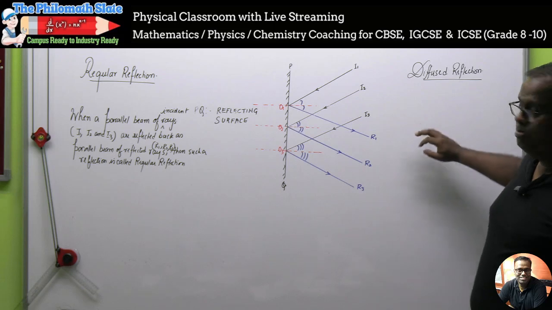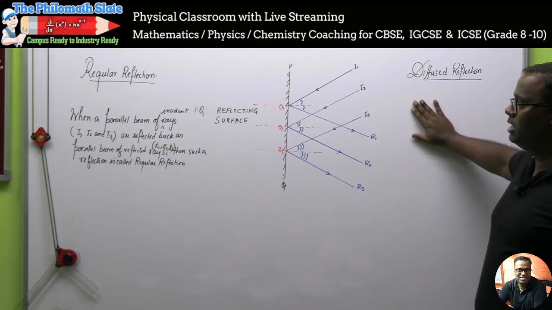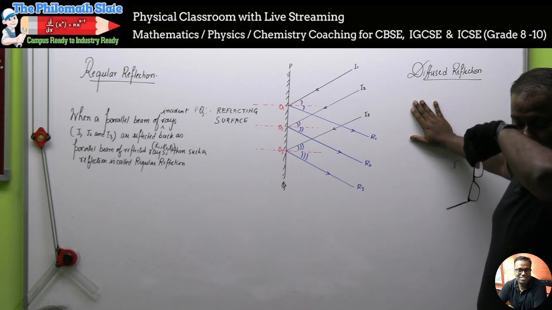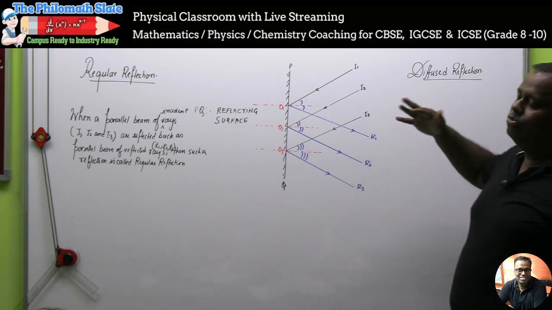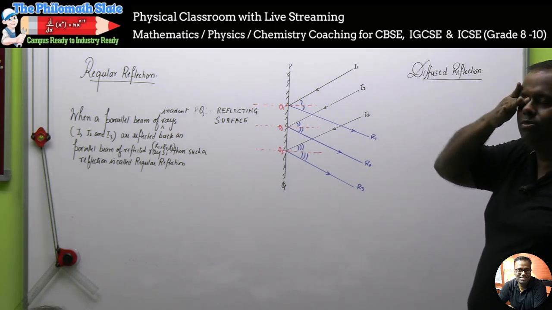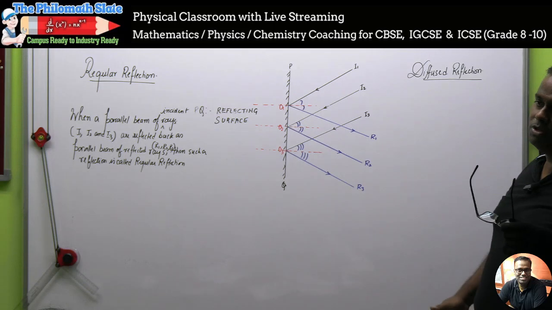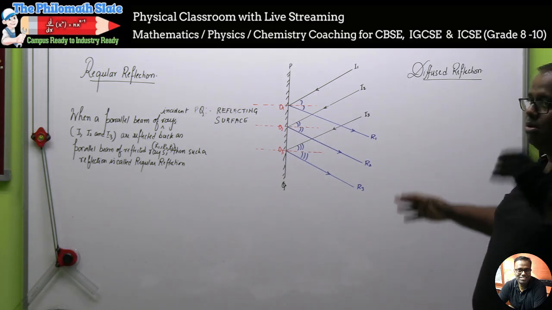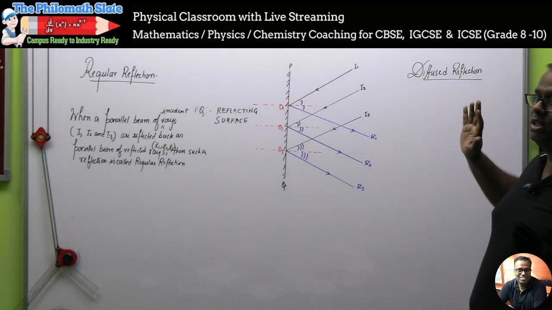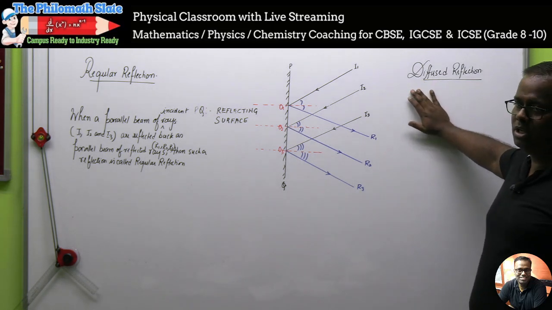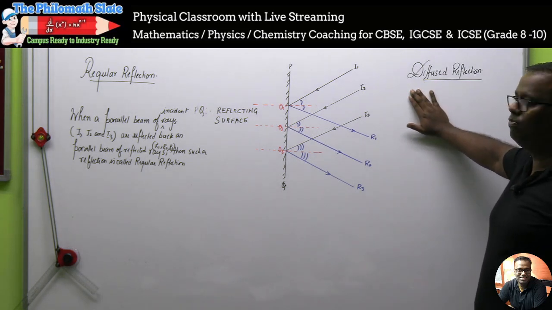When a parallel beam of rays that is incident as I1, I2, I3 on a reflective surface, say PQ, which can be a plane mirror also. Now, why did I not say plane mirror? You should ask, sir, which all surfaces give us regular reflection? A plane mirror will always give you regular reflection. Spherical mirrors also give regular reflection, but less, while plane mirrors give the most.